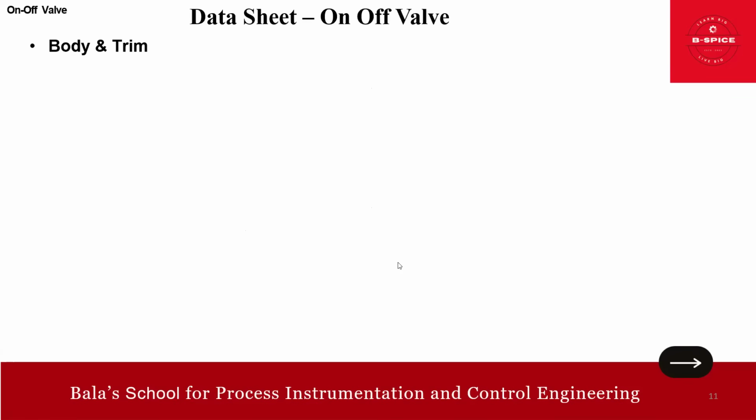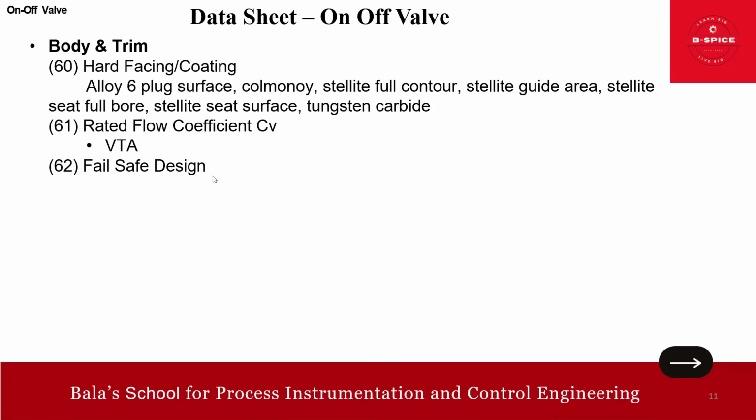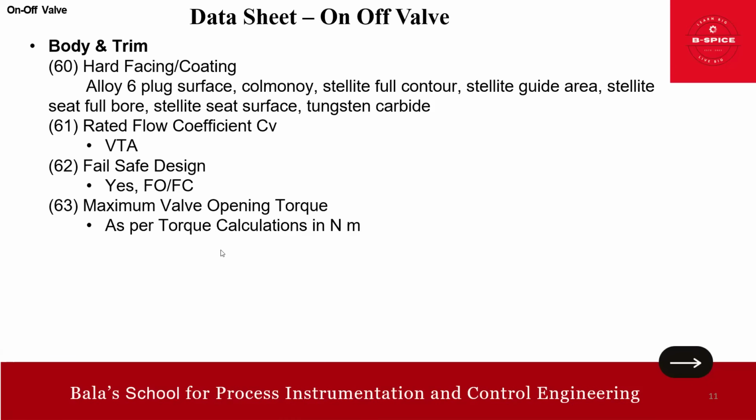Then hard facing coating: Alloy 6 plug surface, Colmonoy, Stellite full contour, Stellite guide area, Stellite seat full bore, Stellite seal surface, tungsten carbide. You can have any of these options for the hard facing. Then rated flow coefficient, we need to get it from the vendor. Then fail safe design, whether it's fail open or fail close, and maximum torque for valve opening, we have to get from the vendor. We have uploaded a video on torque calculation, you can refer to it. This is in Newton meters.